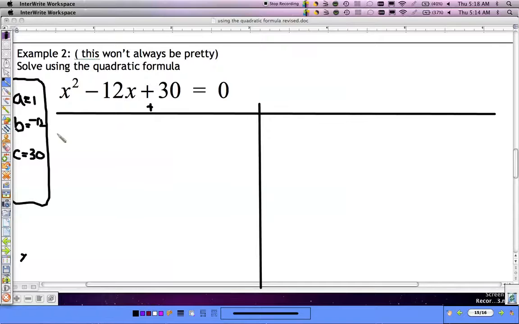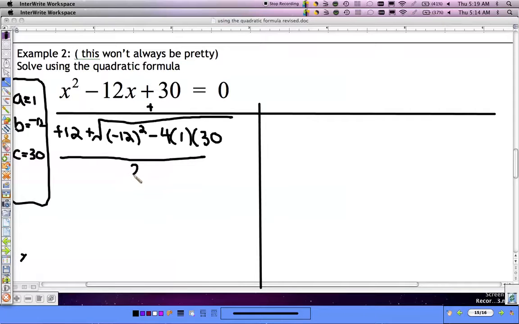Alright, so the positive case would be negative, well b is negative 12, so that would actually turn a negative negative into a positive 12, plus the square root of b squared, so that's negative 12 squared, minus 4 times a, which is 1, times c, which is 30, and I want to divide that whole thing by 2a.